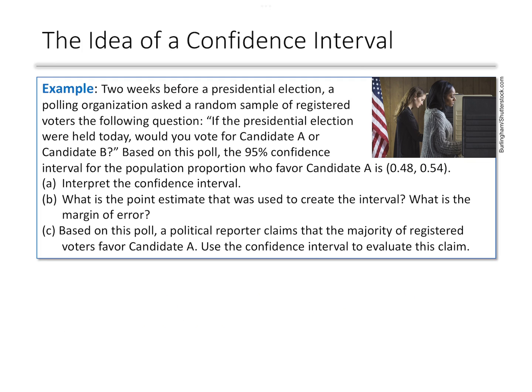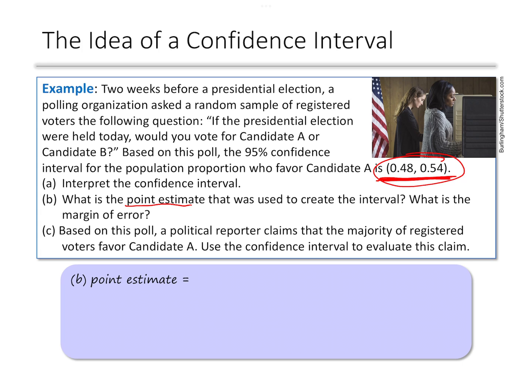Part B wants the point estimate that we use to create the interval and the margin of error. Well, if my interval is 0.48 to 0.54, remember the point estimate is always in the middle of that. So what value is in the middle of 0.48 and 0.54? If you're not sure how to find it, you can add the two numbers together and divide by 2, so our point estimate is 0.51.